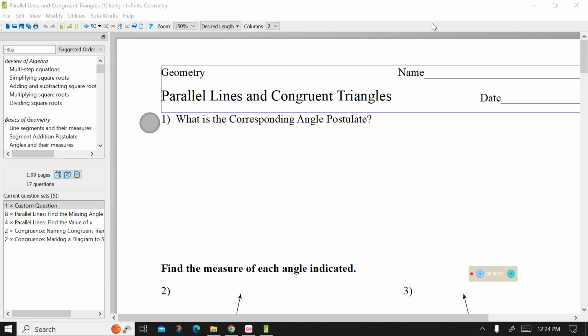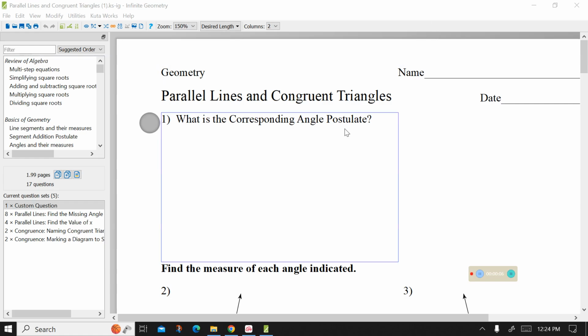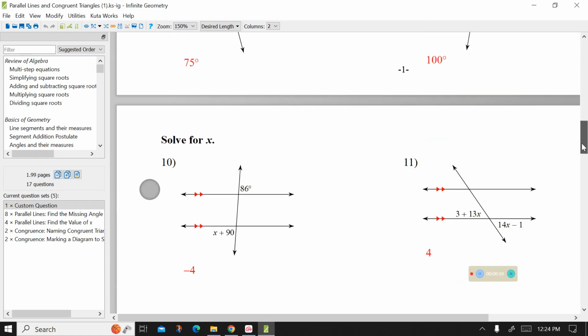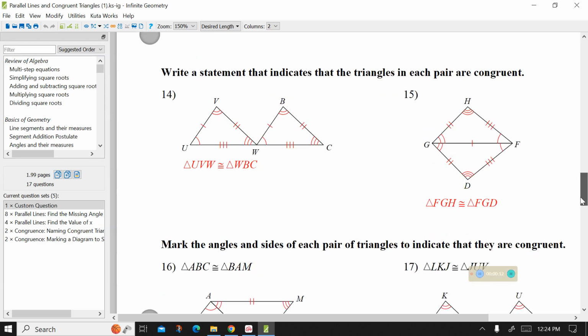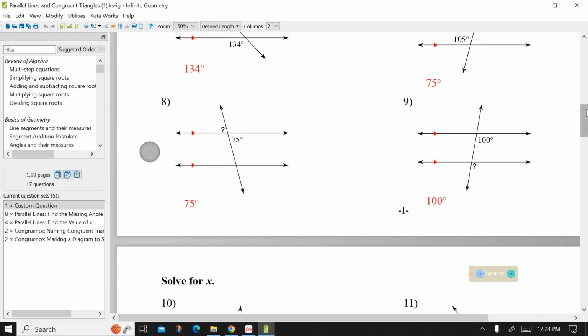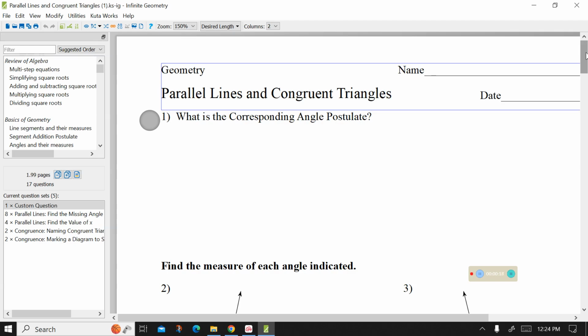So in this video, we're working through parallel lines and congruent triangles. We're going to start off with the corresponding angle postulate. Again, this is the way the assignment looks. We're reviewing the concepts of parallel lines, and at the end, we started to talk about congruent triangles. So we're going to start off with the first one. That's the corresponding angle postulate. So let's have a look.